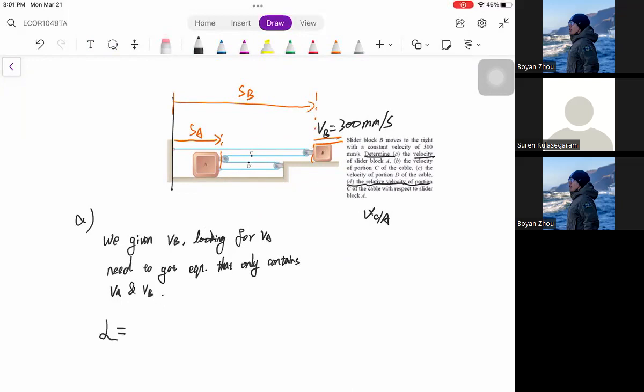That is the total length of the rope. So L is equal to the first one, which is SB. So it's going to be from here, all the way to here, SB. And the second portion will be from SB going back to SA. So that is SB minus SA.